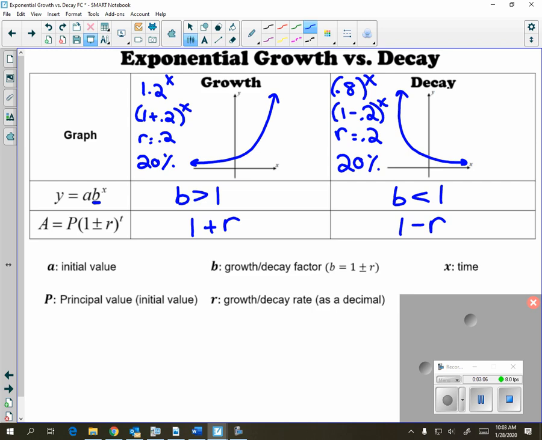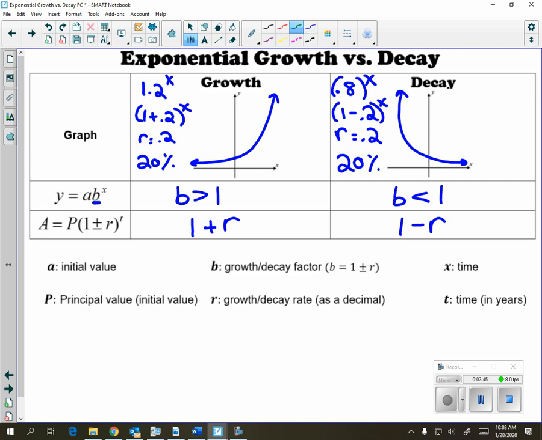So again, top left, growth factor is 1.2. Your growth rate is 0.2 because you are increasing by 20%. On the right, your decay factor is 0.8. Your decay rate is 0.2 because you are decaying at 20%. And t is going to be your time in years. That means if they give you 6 months, they're going to make t equal to a half, because 6 months is a half of a year.